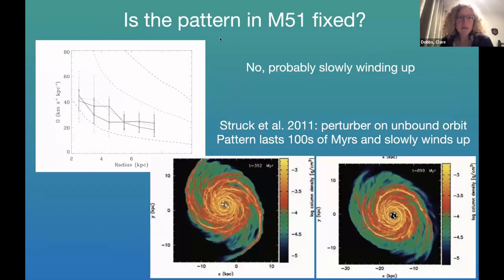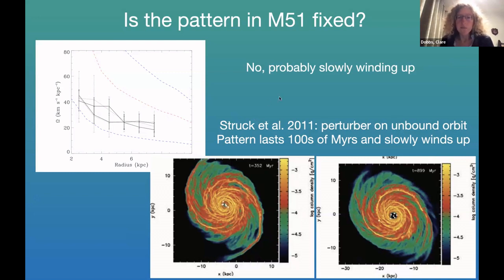So is the pattern in M51 fixed? Well, we found it didn't seem to be fixed in the simulation. So this is a plot of pattern speed versus radius. And if it was fixed, this would just be constant. So it's a bit radially varying. So that suggests that it is slowly winding up.